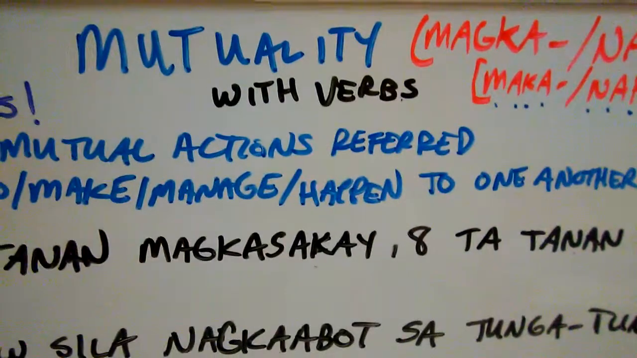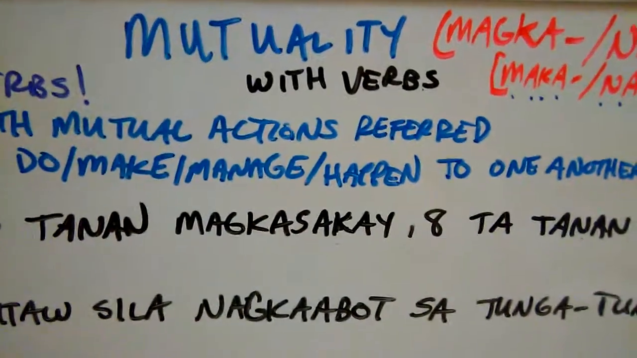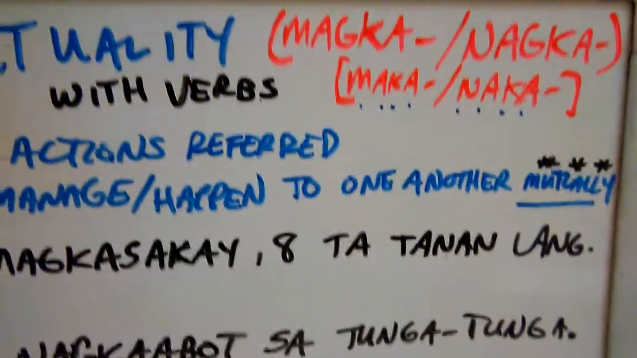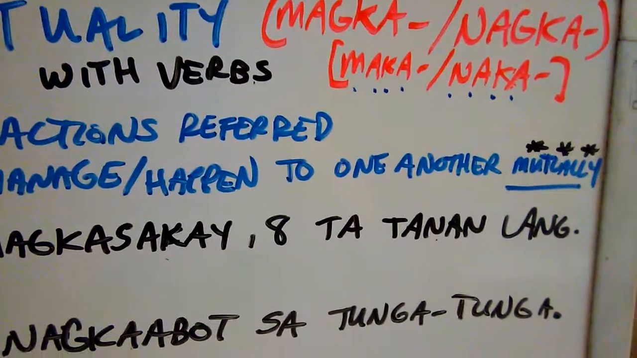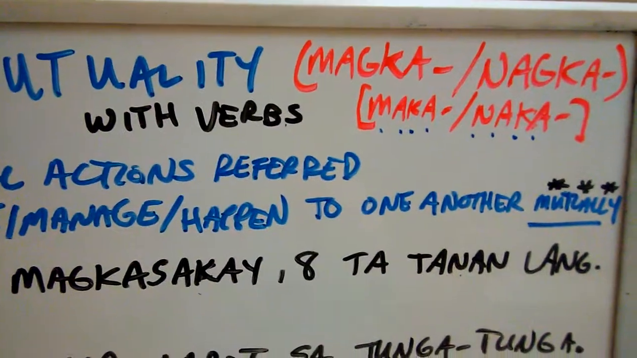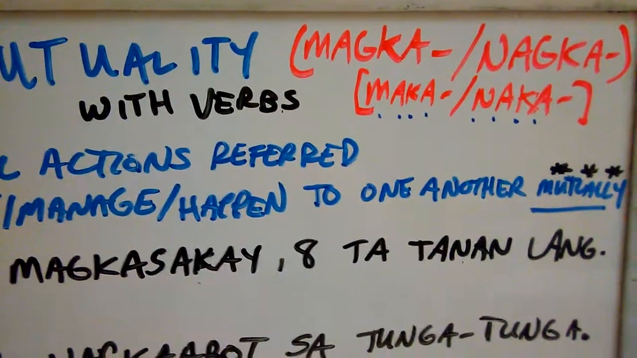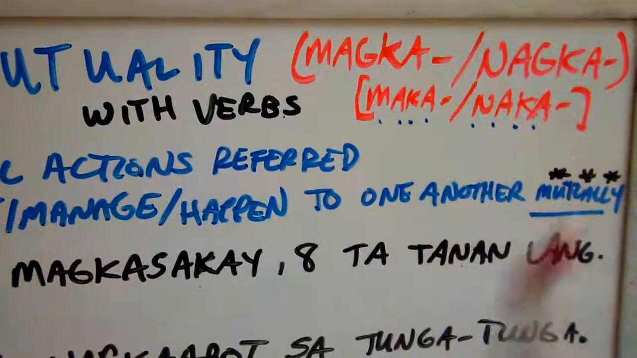Okay, let's talk about mutuality with verbs, and only with verbs. Mutuality is expressed with magka and nagka. And for those of you who don't know, maka and naka are the parallels to them. We already talked about what maka and naka are, so their parallel meanings are implied in magka and nagka.